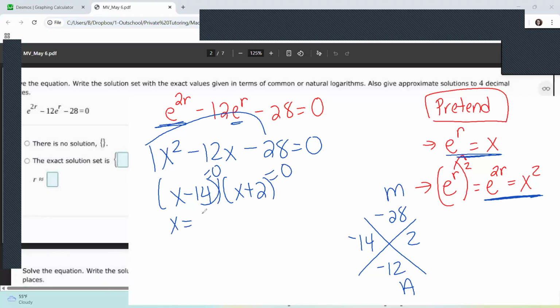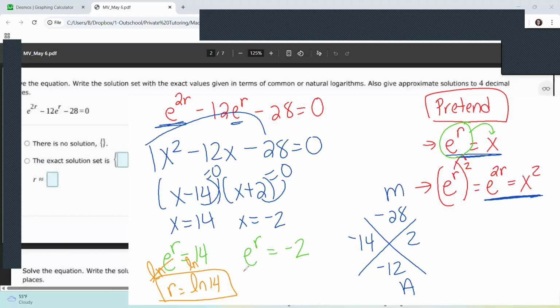x is 14. x is negative 2, but we weren't solving for x, right? We need r. Well, e to the r is x. So wherever we see x, put back in e to the r. So e to the r is 14. e to the r is negative 2. And then how do we get off e? We take the natural log. So this is r. Take the natural log. Right here is natural log 14.